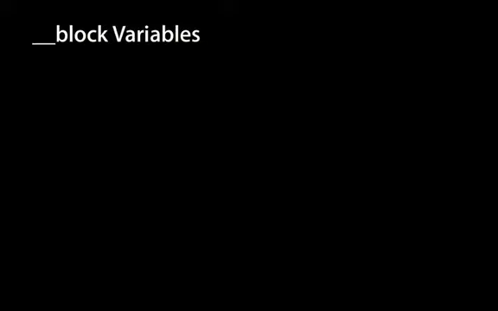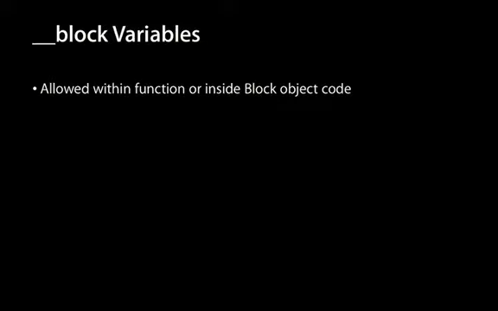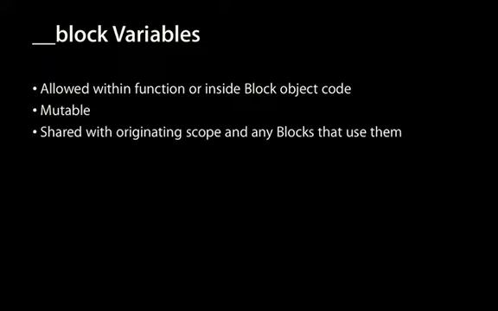Let's talk a little bit more about block variables. Generally, you allocate them inside a local function context or actually inside a block itself. So they're mutable, as I said before. They're shared both with the stack or the scope of allocation as well as any blocks that reference them.